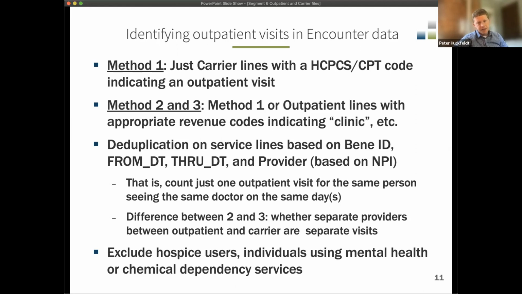And then the difference between our second and third method is whether or not we counted, if you saw one provider on the carrier professional claim and a different provider on the outpatient claim. In method 2, we considered those the same visit, and in method 3, we consider those separate visits. And then as a part of this definition, we excluded people who are using hospice and individuals using either mental health or chemical dependency services. Any questions on the identification of outpatient visits?